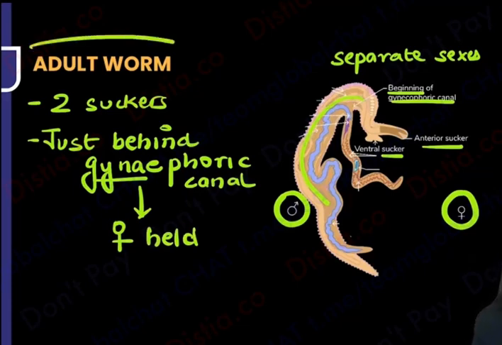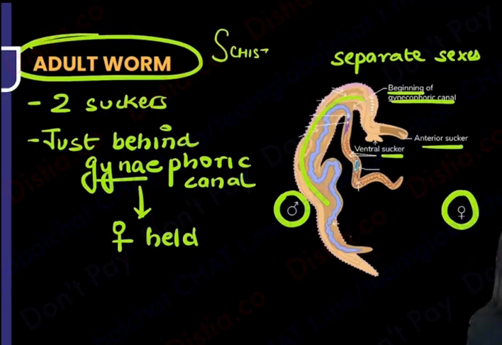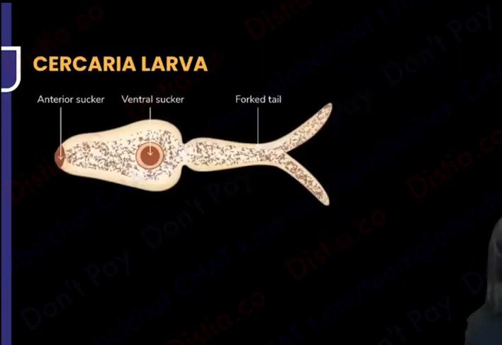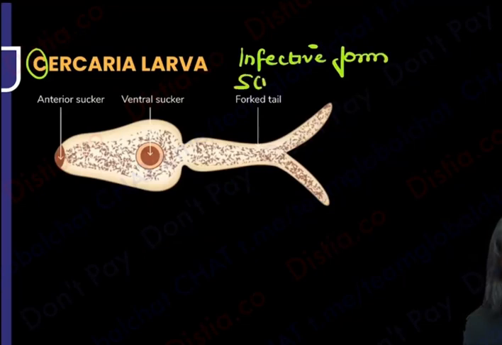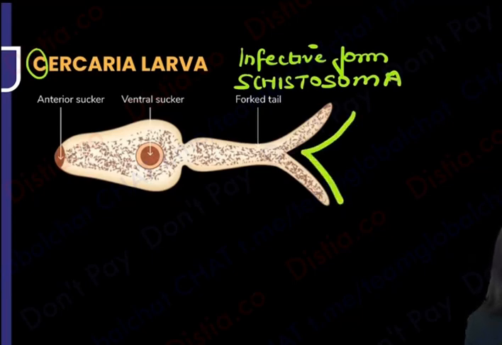Okay, this was the adult worm, but tell me one thing. For Schistosoma, what is the infective form? Cercaria larva or metacercaria larva? Infective form, S wala. Cercaria larva. How do you identify this in the exam? The infective form for Schistosoma is the cercaria larva, and you identify it by the forked tail. There is no other form which is going to have a forked tail.